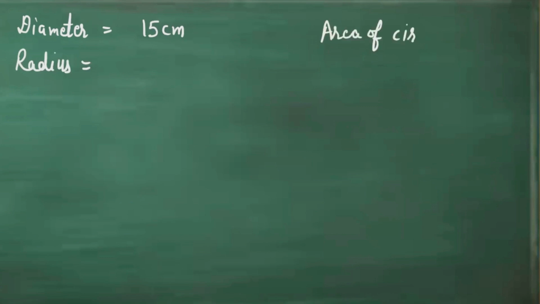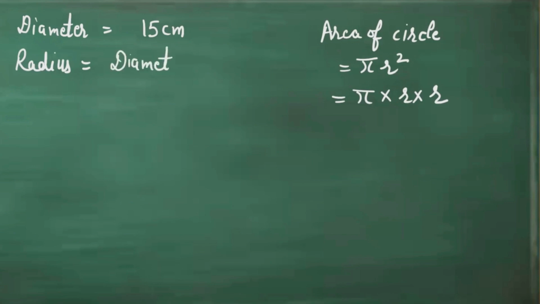Diameter is equal to 15 centimeter. So since the diameter is given, we have to calculate the radius. Now why do we have to calculate the radius? Because area of circle is equal to pi r square, where r is the radius. So first we have to find out the radius, and the formula for the radius from the diameter is half of diameter, which is equal to 15/2, which is equal to 7.5 centimeter.